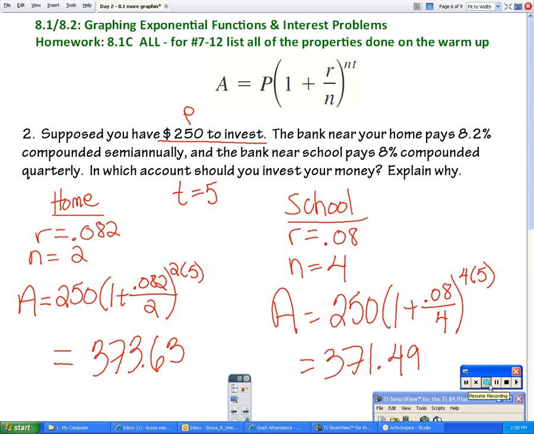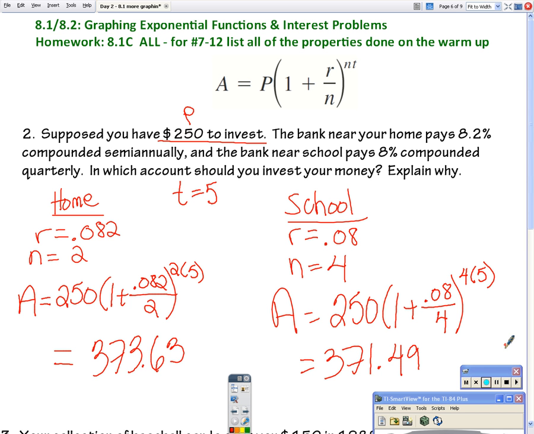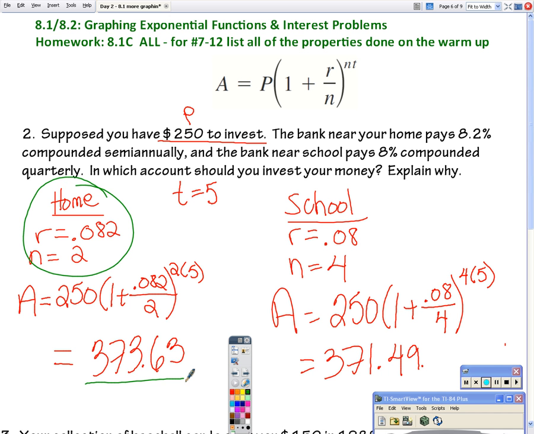So after plugging my numbers into the calculator, we get $373.63 for the home account and $371.49 for the school account. So the better account to have our money in at this point would be the home account because we earn more money. A little bit more, but it's still more.